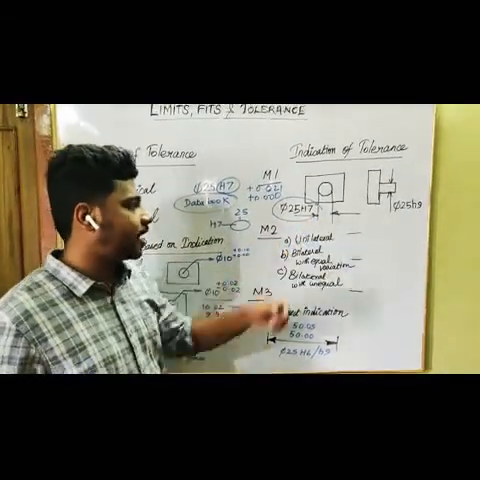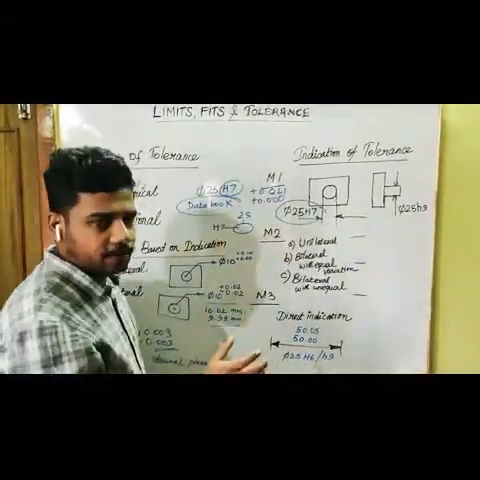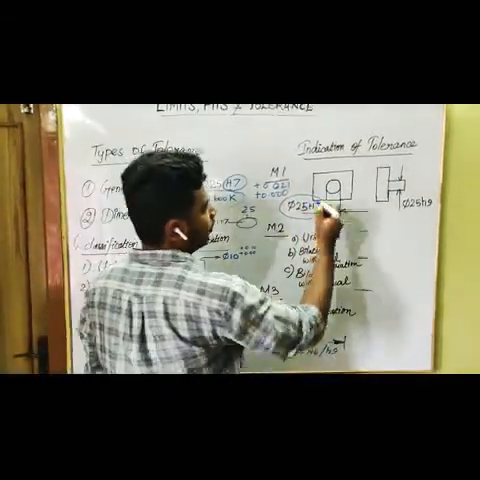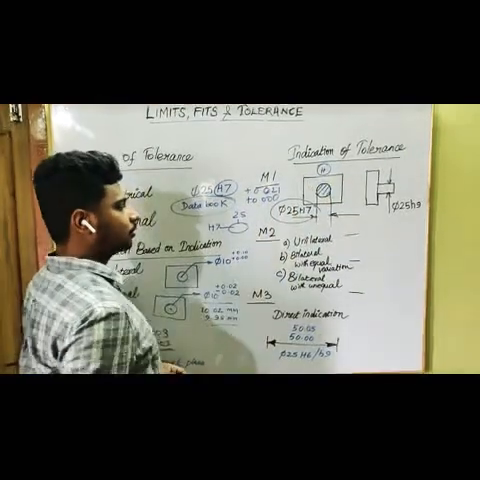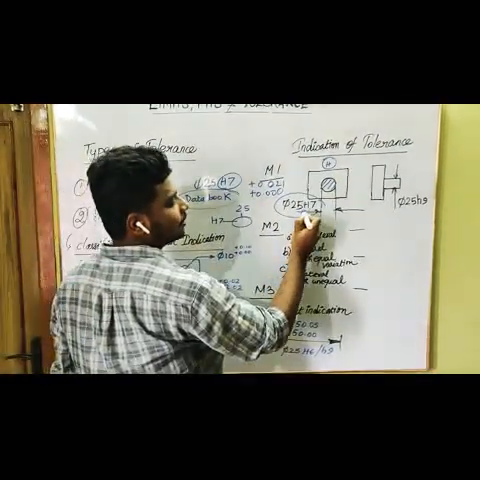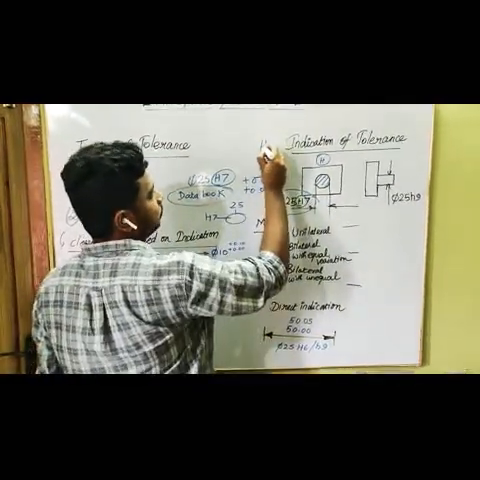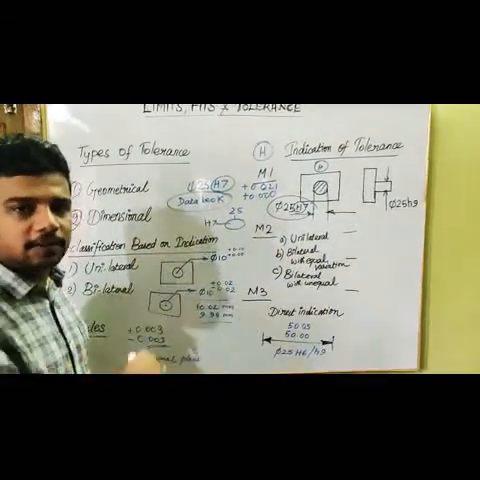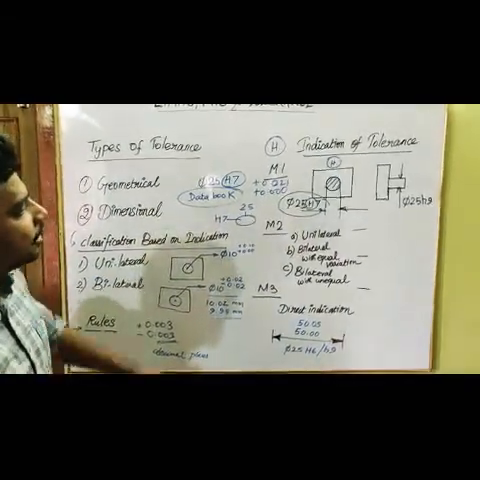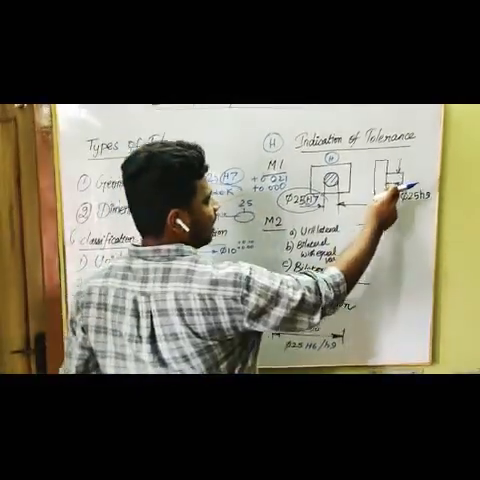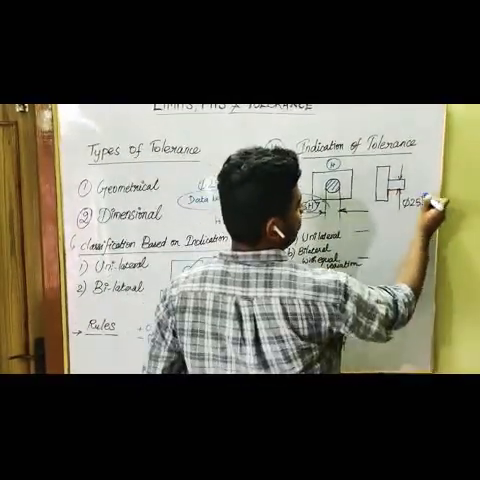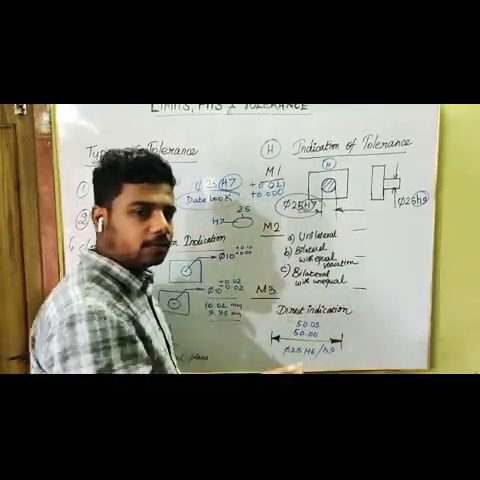So this is for a hole. I am mentioning the hole here. Whenever you are talking about the hole, you have to use the capital letter H, as I mentioned in the previous section. For the hole basis system, it should always be capital H. For a shaft, it should always be small letter h. The same way it will be for a shaft.